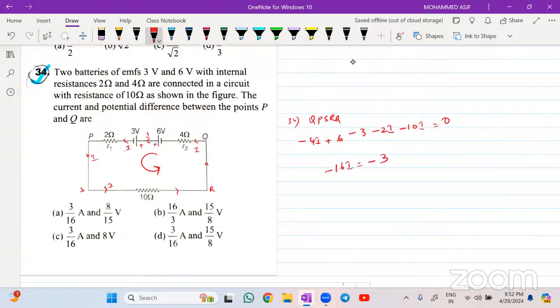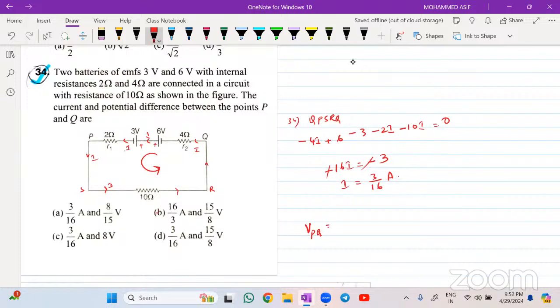This value will be equal to minus 3. This one will get cancelled. So I is equal to how much? 3 divided by 16 amperes. So 3 divided by 16 amperes is in the options. I need to calculate the potential difference also at any cost. Potential difference across PR, across P to Q.